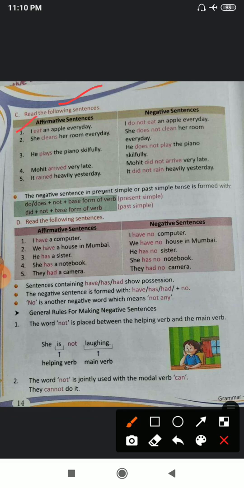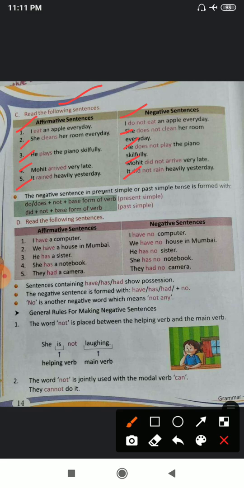Number 1, I eat an apple every day. I do not eat an apple every day. Number 2, she cleans her room every day. She does not clean her room every day. Number 3, he plays the piano skillfully. He does not play the piano skillfully. Number 4, Mohit arrived very late. Mohit did not arrive very late. Number 5, it rained heavily yesterday. It did not rain heavily yesterday.